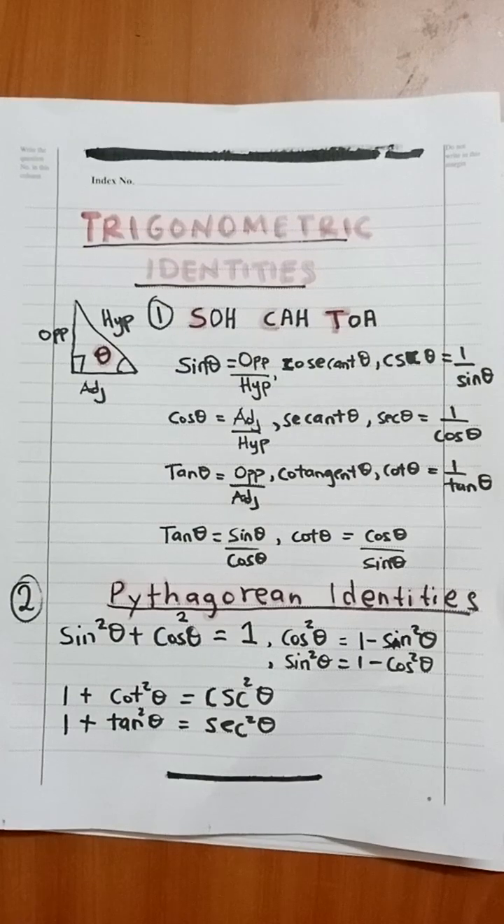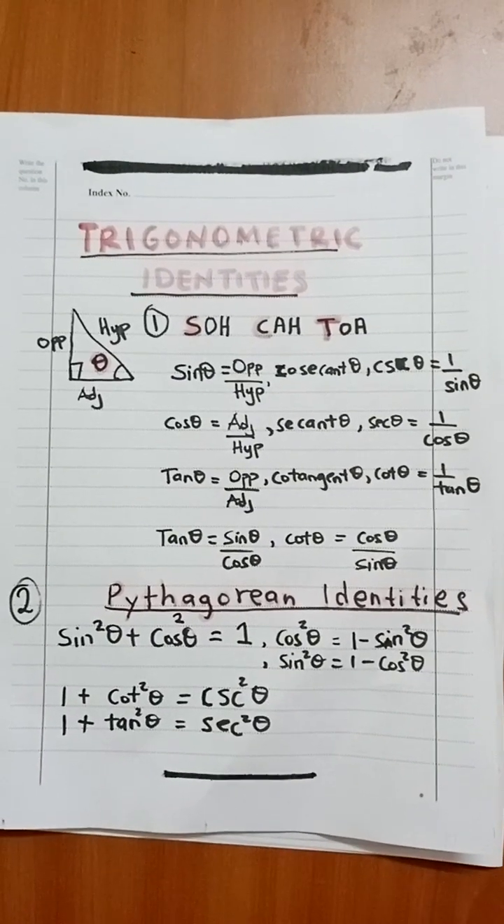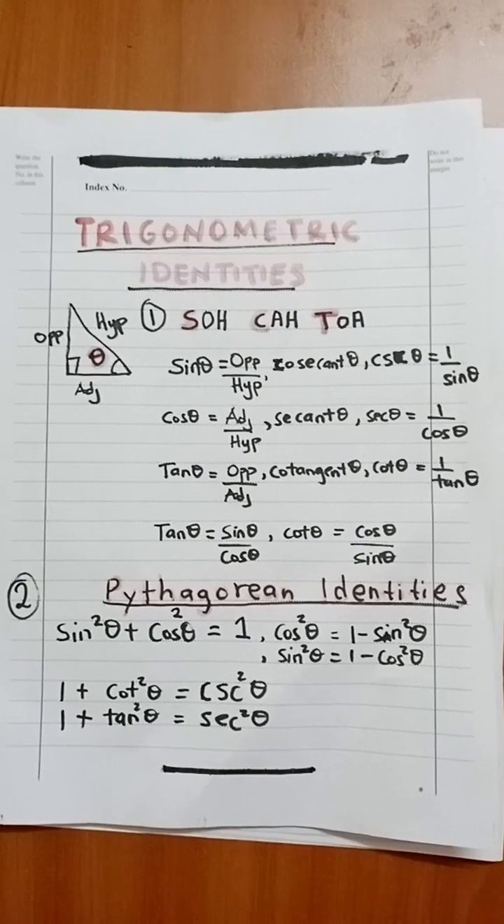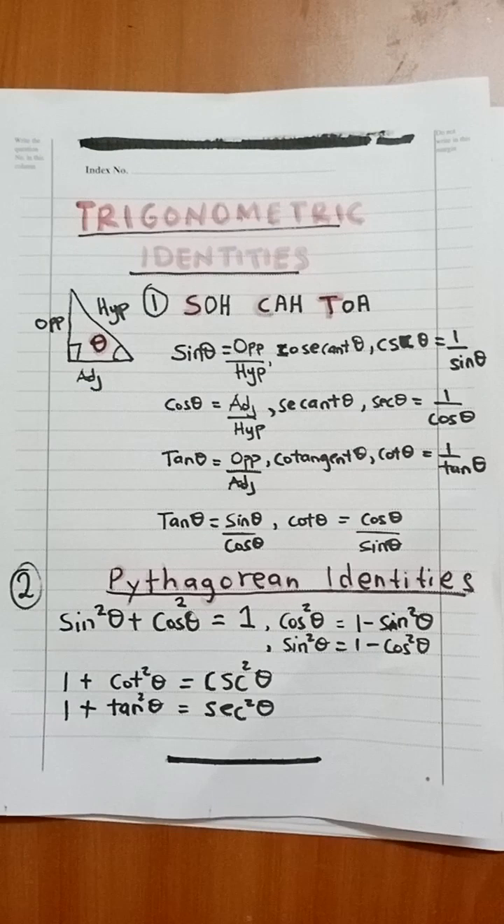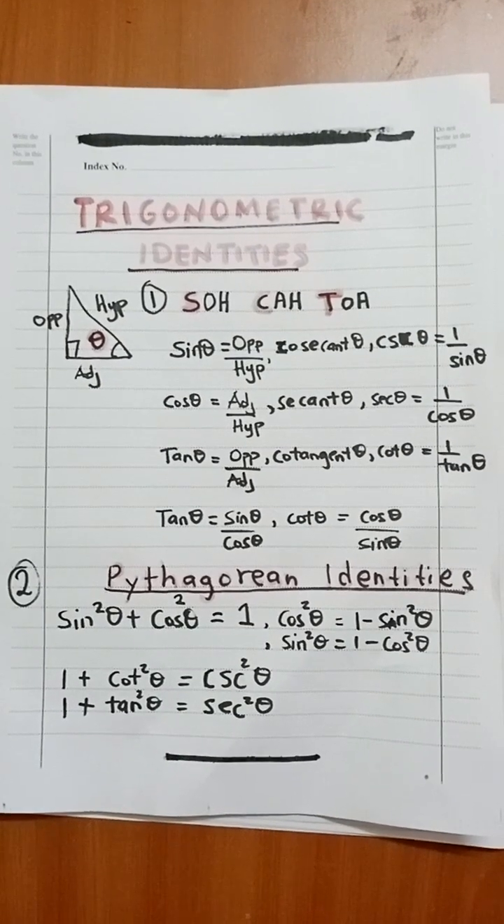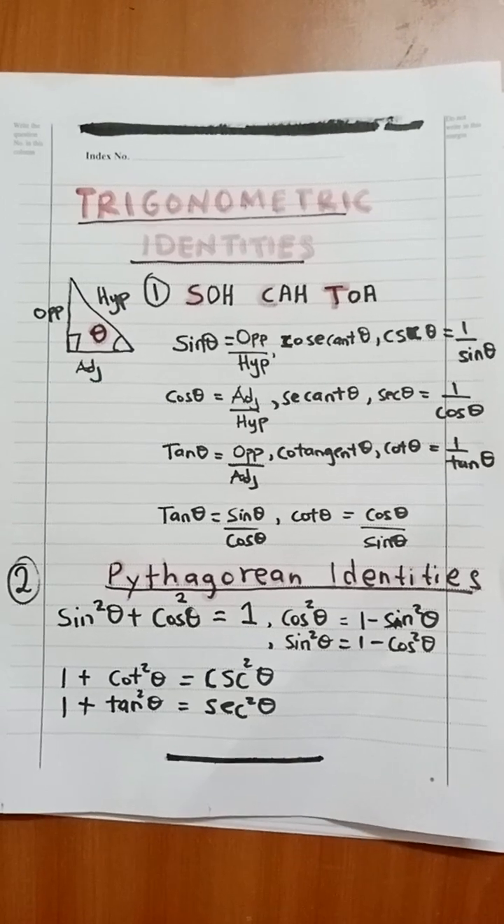Today I'm going to look at trigonometric identities, and trigonometric identities are very important because they help you solve trigonometric equations. Now I'm going to start with the most commonly known. I'm sure you've come across the word SOHCAHTOA.